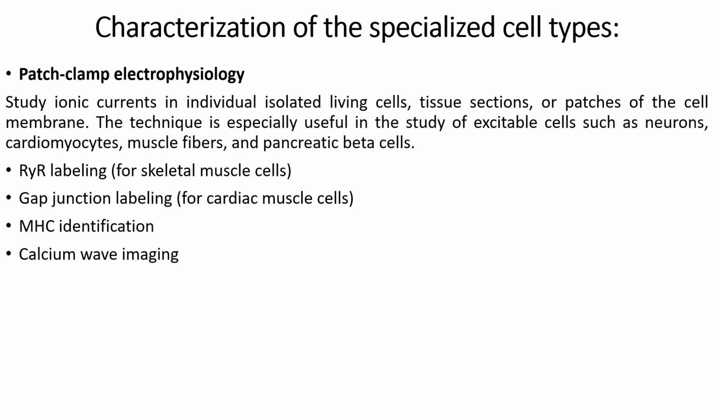Next, we have MHC identification, or myosin heavy chain identification, and calcium wave imaging, which are also some of the other techniques used to determine or ensure that we are growing the right kind of cell, or that our cell is mimicking the original in vivo condition in our in vitro state.